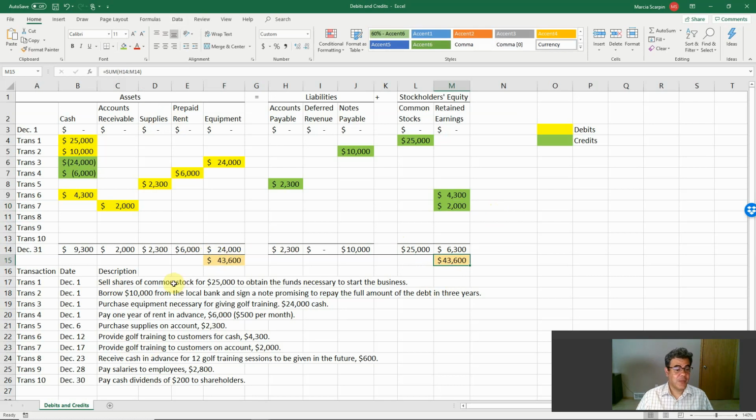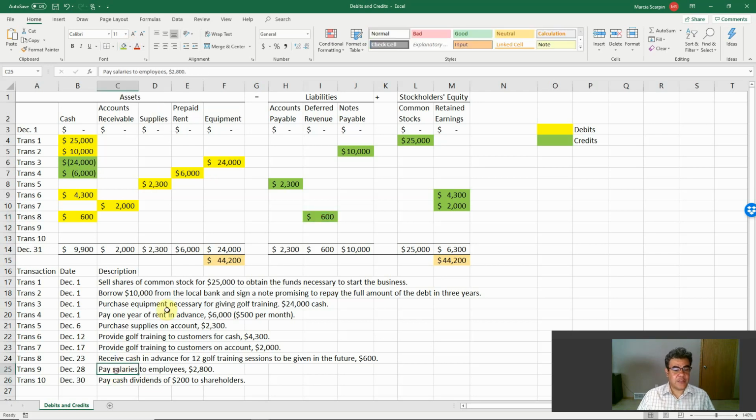That's cool. Transaction number eight, receive cash in advance for 12 golf training sessions to be given in the future, $600. So 600 we are receiving in cash. So we are increasing our assets. Let's debit it. However, it is not a revenue yet because we are receiving it in advance. So we have a liability here. We have the obligation to provide service. So 600, we are increasing our liabilities.